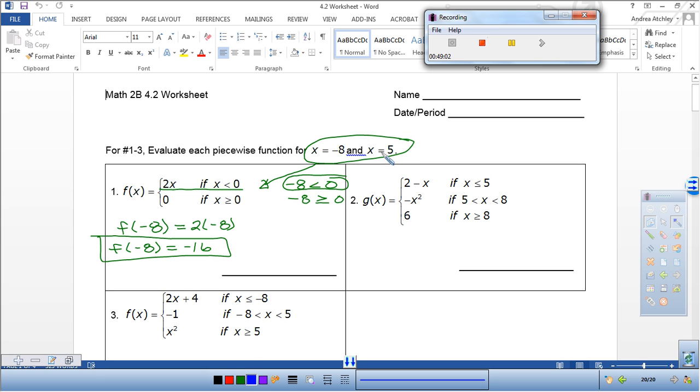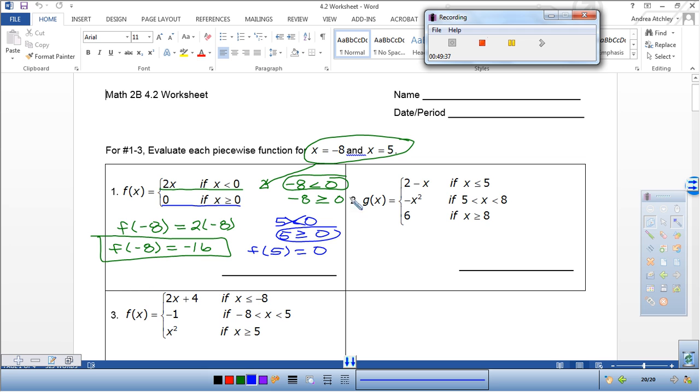Then we look at this one. Now they want us to worry about 5. X equals 5. So is 5 less than 0, or is 5 greater than or equal to 0? Okay? It's not less than 0, it is greater than or equal to 0. So we're going to use this equation. Okay. So we're going to do f of 5 equals, there's no x to plug in, so it's just equal to that number, equal to 0. And I don't have to do any math there.